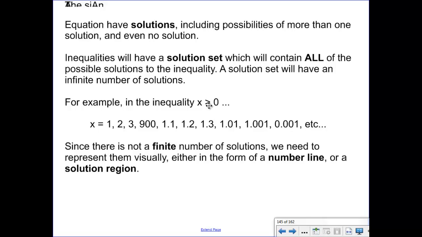As soon as I throw this inequality in there, how many answers are there? Too many to count. That makes sense? Every single valid number between 0 and infinity would count. So we can't actually answer this. So our solution gets shown a little differently. We either use a number line or a solution region. And I feel like you guys might have done number lines at some point in your life before. So let me show you one of those.